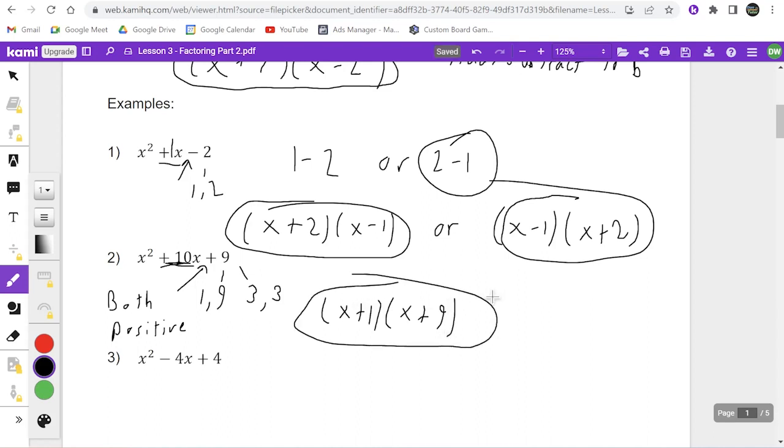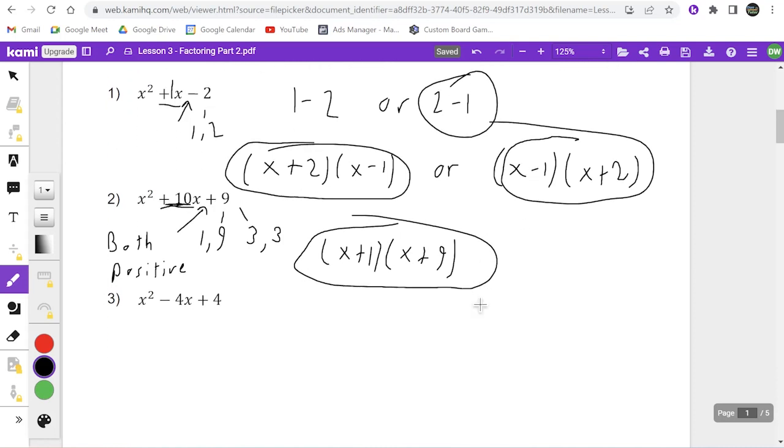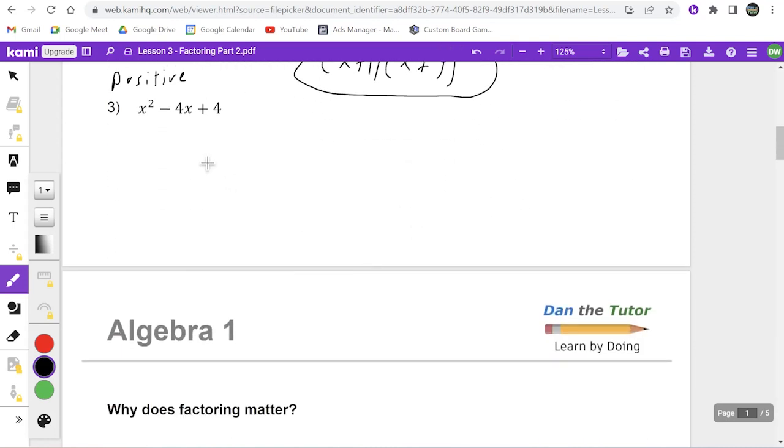Okay, now for the next one. We have x squared minus 4x plus 4. So for this one, again, we see factors of 4. We've got two pairs. We've got 1 and 4, and we've got 2 and 2. I also know that this is positive, which means it's either both positive or both negative. And since this is minus 4 this time for the middle term, I know they have to both be negative.